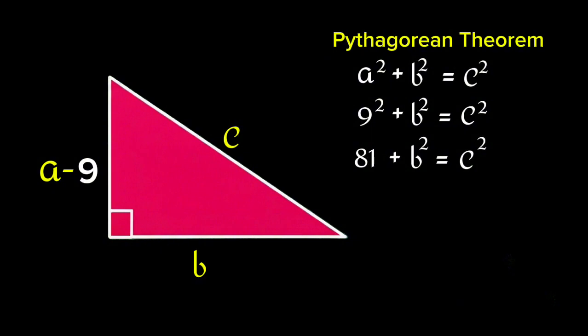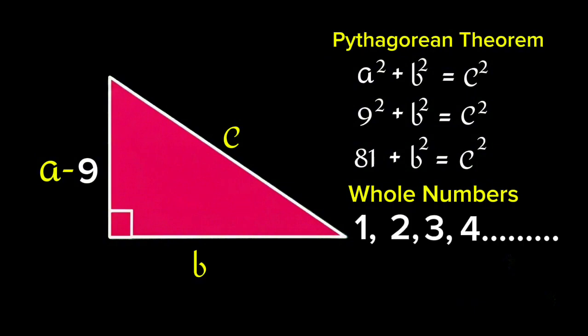At first, this might look difficult because we have one equation but two unknowns. However, remember the special information given in the question. Both b and c must be whole numbers. That condition is what allows us to solve the problem. Whole numbers are simply the counting numbers we use every day, 1, 2, 3, 4, and so on. There are no fractions or decimals involved.